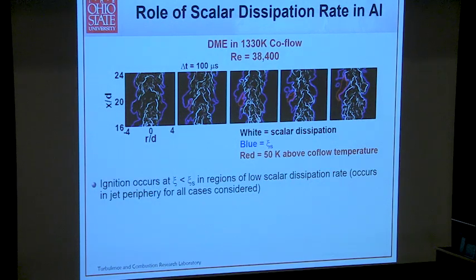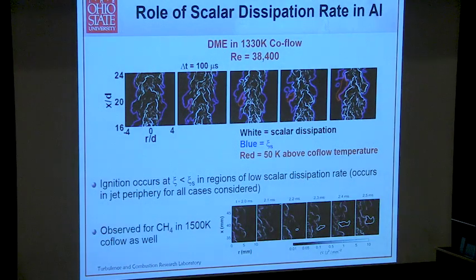What we find, and this is dependent on fuel, so let me point out, but for these simpler hydrocarbons, ignition is occurring in very lean regions and very low scalar dissipation rate. It's essentially trying to stay away from turbulence. That's kind of the answer. And we see this, and this is DME, and we see this for methane as well.